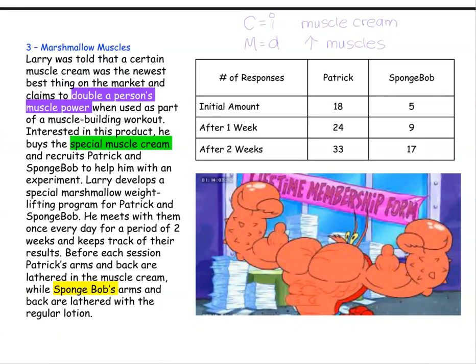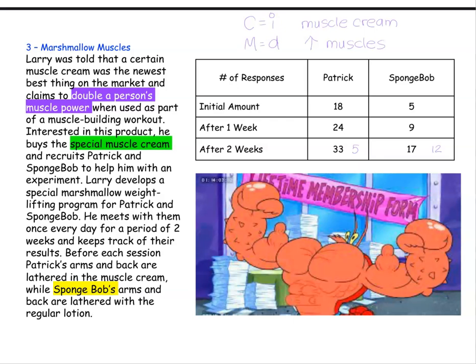And you can see by the table, you can make some conclusions by the measurements that you took. And so Patrick increased by 5, and SpongeBob increased by 12. And so if we made a hypothesis when we started this, our hypothesis would have said that rubbing the special muscle cream on your muscles will double your muscle mass. And our experiments don't show that result. Our experiments show that SpongeBob doubled his results, but Patrick didn't.